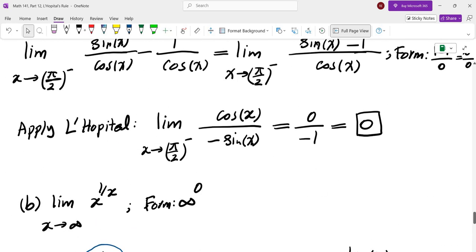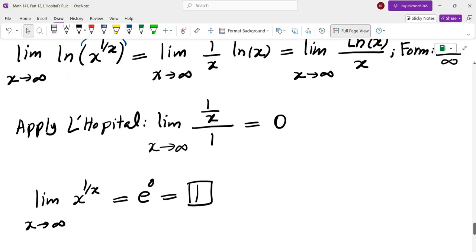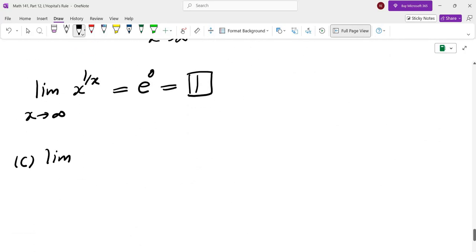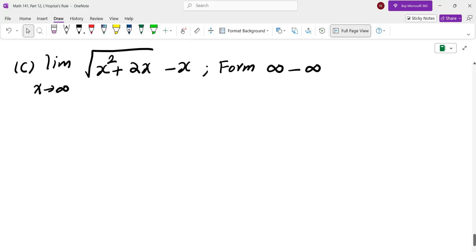And then one last example. Limit of root x squared plus 2x minus x. So this is the limit as x approaches infinity of root x squared plus 2x minus x. Okay, so again, what's the form of this? Well, as x approaches infinity, the first one approaches infinity, the second one also approaches infinity. So we'll have to apply algebraic manipulations.